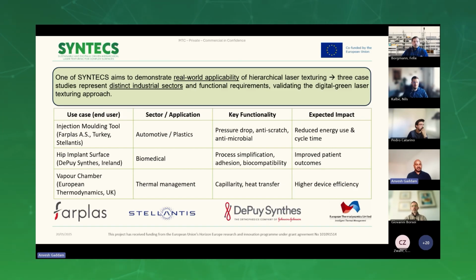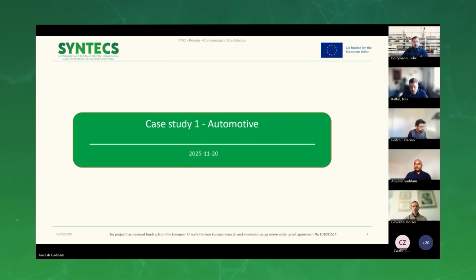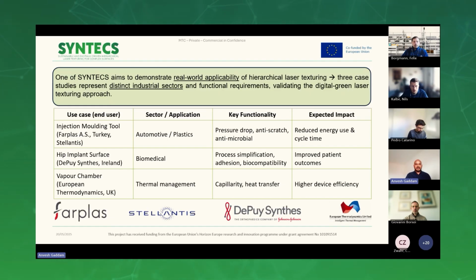And the final use case is the vapor chamber. The end user in this case is European Thermodynamics, and it belongs to the thermal management sector. The key functionalities sought in this use case are capillarity and heat transfer. By achieving these functionalities, it is expected to cool graphics cards and achieve higher device efficiency by cooling the graphics cards in real-time applications. I will explain these use cases in detail in the coming slides.